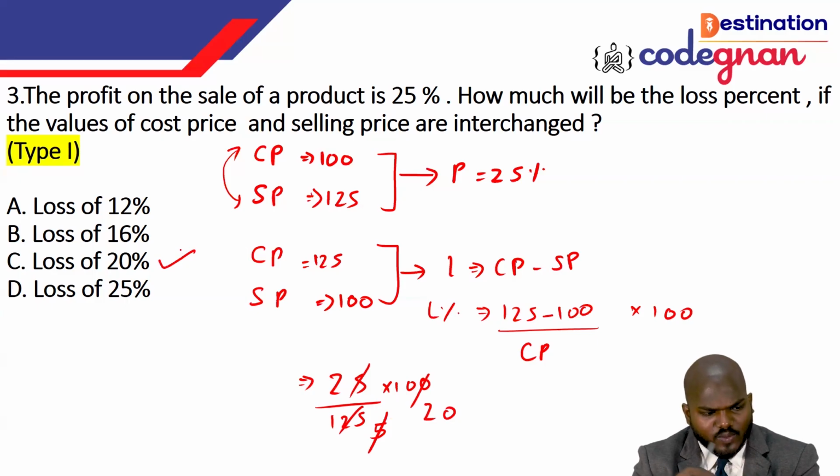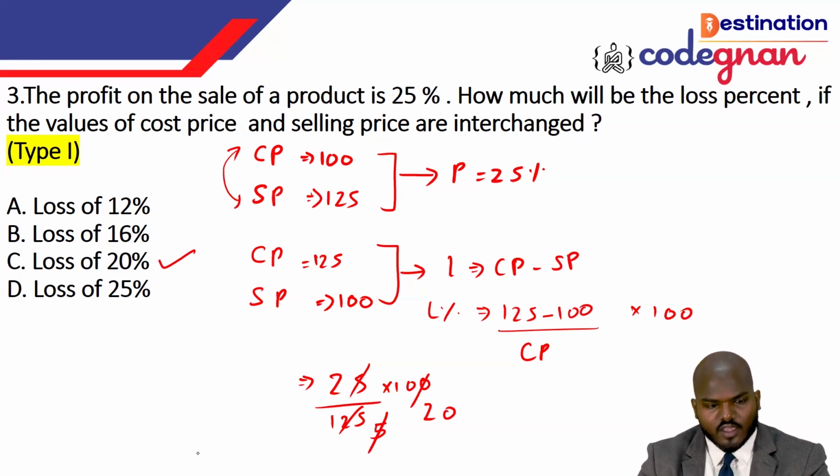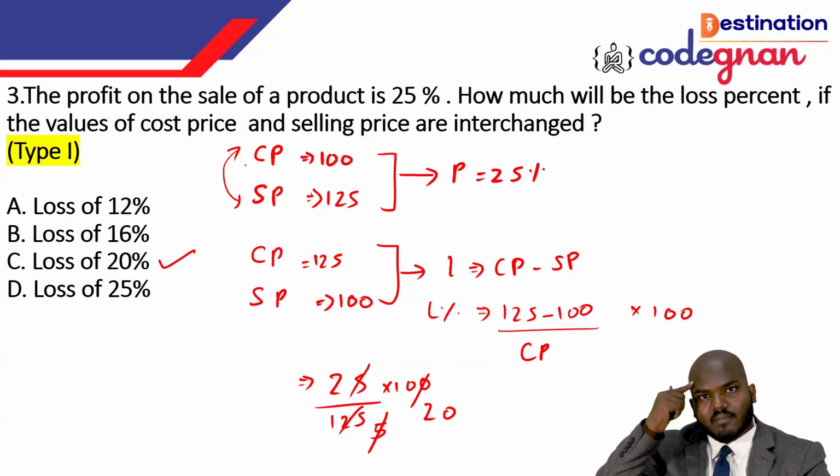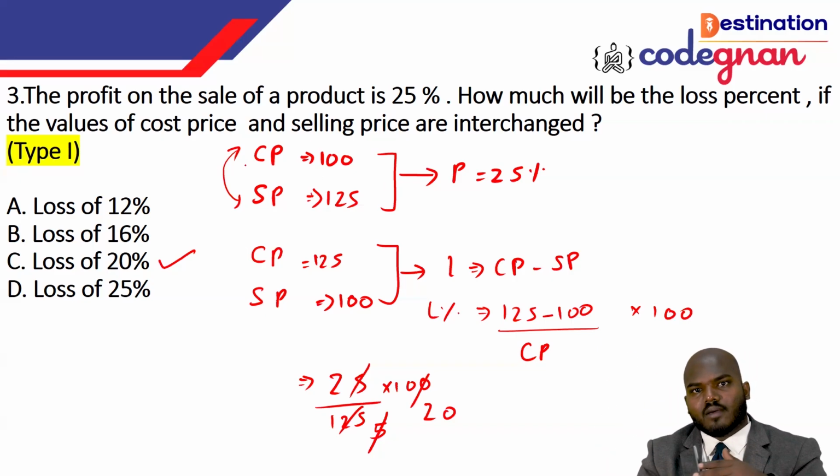Okay, so option C is the correct answer. Very good. If the values are interchanged, many people will think that the profit we got is 25, so after interchange it will be the opposite, a loss of 20% will come. No, you need to work out the value, because it is getting changed. You need to work on that.